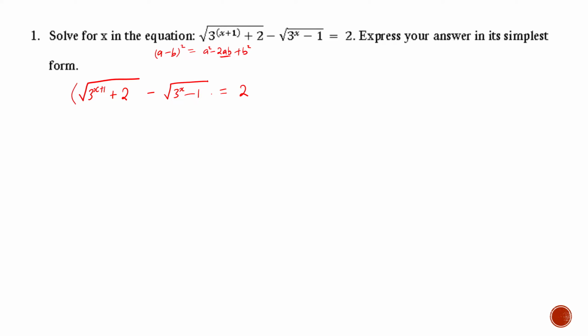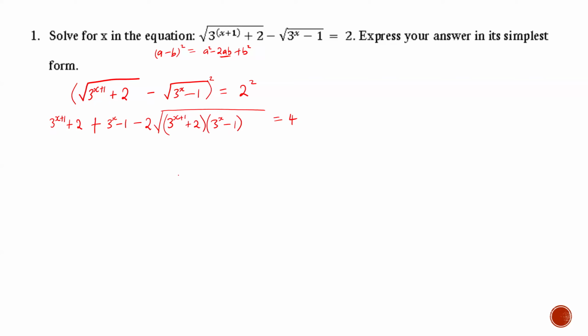So if I square from the jump, I'm going to have the square of the first term, which is just 3 to the power x plus 1 plus 2. I want to bring in the square of the last term as well, so plus 3 to the power x minus 1, and then minus twice the square root of the product of the two terms under the square root. So 3 to the power x plus 1 plus 2 times 3 to the power x minus 1, and I equate this to 4. This is true because root a times root b is the same as root ab.